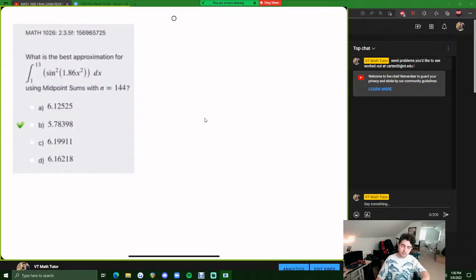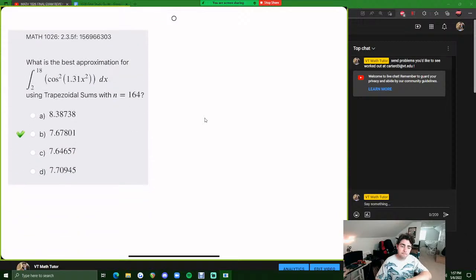I would understand how to use Excel to go about these problems. A lot of it's just plugging in the x values, plugging in the y values, and understanding the formulas for left rectangular sums, right rectangular sums, midpoint rectangular sums, trapezoidal sums. I think that's it.